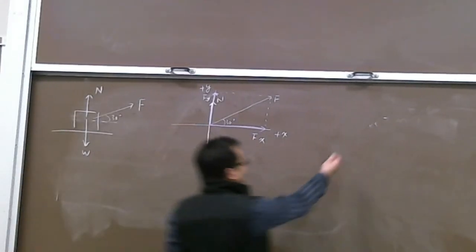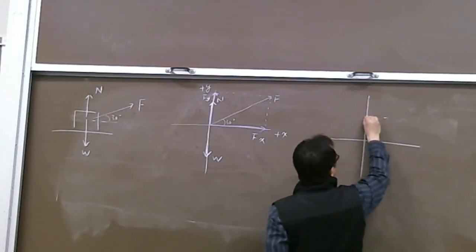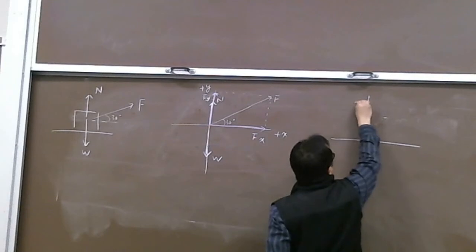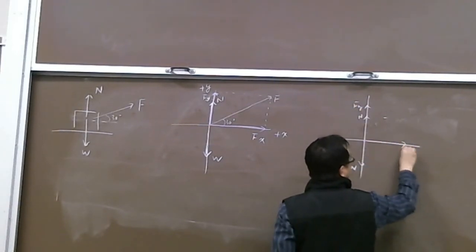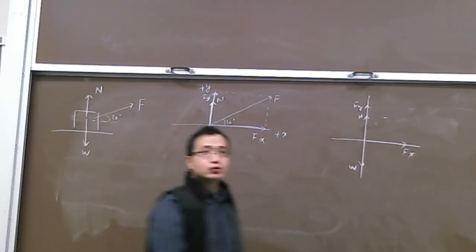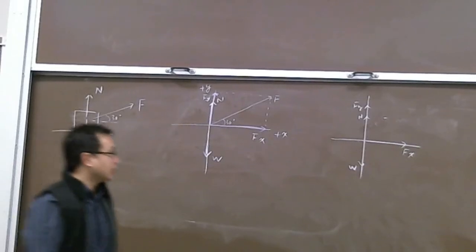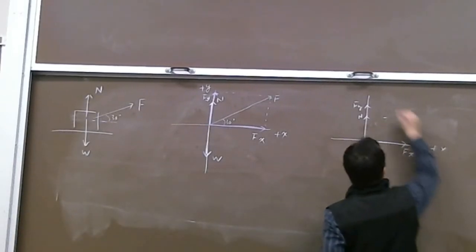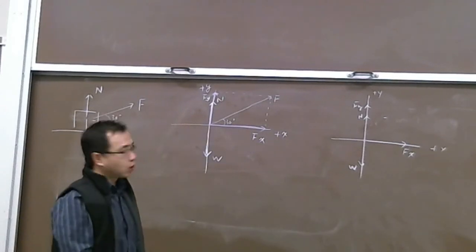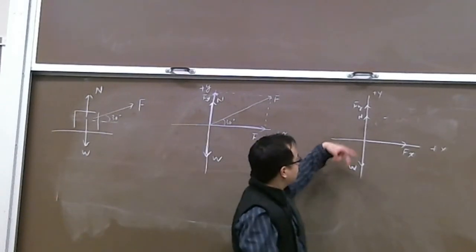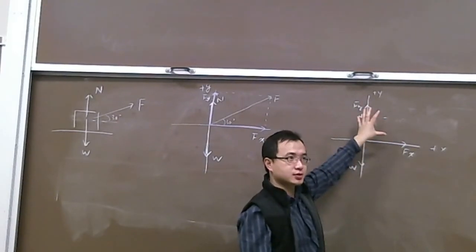If you like, you can draw a clear diagram without the original force. So then you have N, Fy, W, and Fx. After you do the decomposition, you are going to have these forces along positive x and positive y direction. So when you write down Newton's second law, you are going to write them in terms of these decomposed forces.